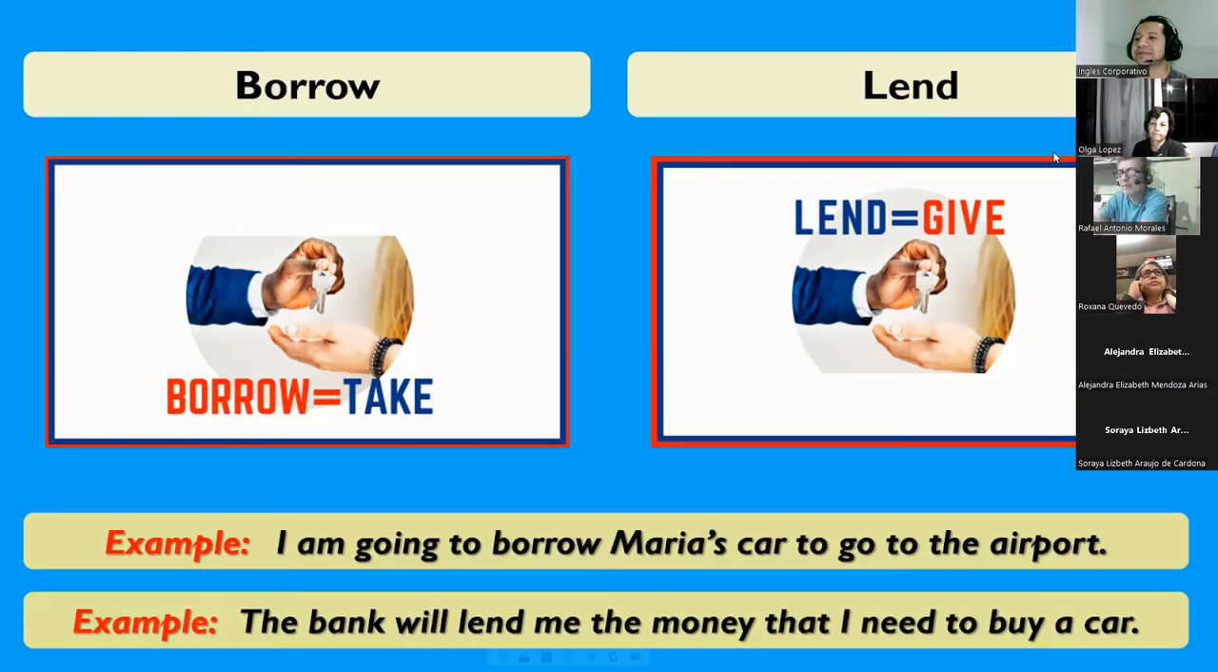¿Cómo puedo decir, me puedes prestar tu libro? In English, ¿cómo puedo decir eso en inglés? ¿Me puedes prestar? Can you borrow? You can borrow. Vamos a usar borrow o lend me. Can you borrow me or can you lend me?